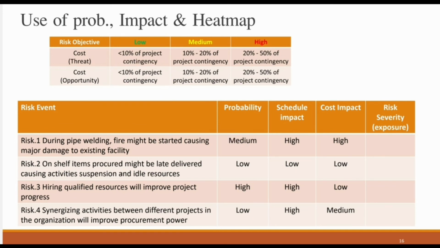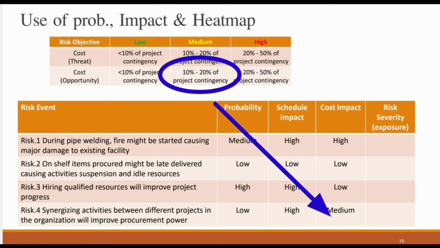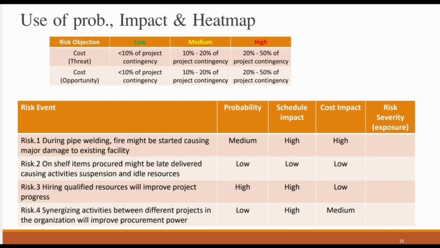And let's see now risk number 4, synergizing activities between different projects in the organization will improve the procurement power. We said it's going to have a high impact on the schedule, but what about the cost? Well, the cost is going to give us better discounts, but that could be between 10 to 20% of the project contingency, and I believe that's going to be my scoring for the cost impact.